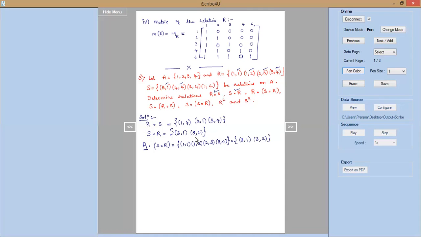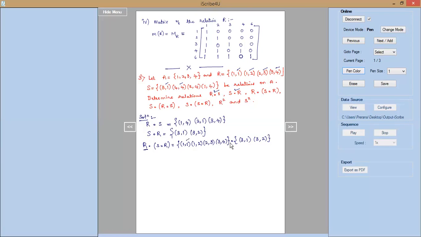So we will have to do composition of these two elements. S composition R is nothing but {(3,1),(3,2)}. Okay, we will do composition of these sets. Now look at this element (1,1). This is ending with 1. There is no element starting with 1 here. So with (1,1), I cannot get any compositions. So (1,1) work is over.